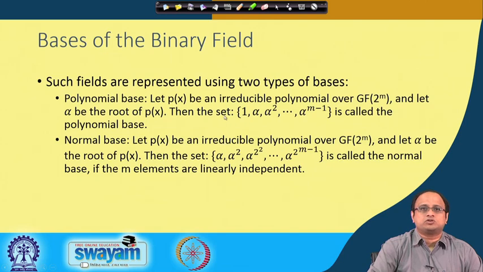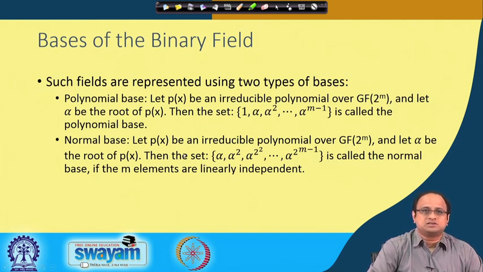Let us suppose P(x) is an irreducible polynomial, and let alpha be the root of P(x). Okay. In particular, what I will do is write my polynomial basis as 1, alpha, alpha squared, and so on till alpha to the power of m minus 1. So, this becomes what is called a polynomial basis, which means I can express any element in this field using linear combinations of these components.